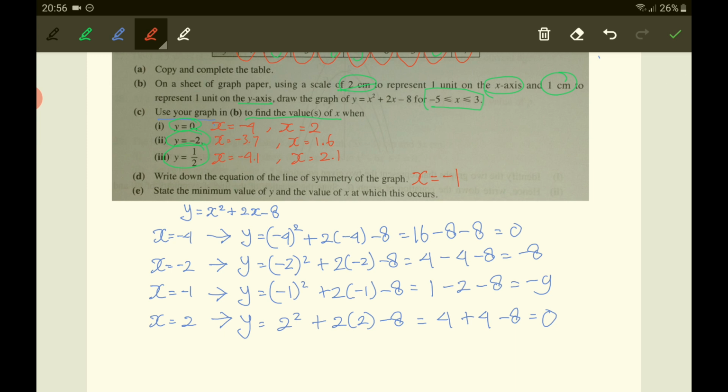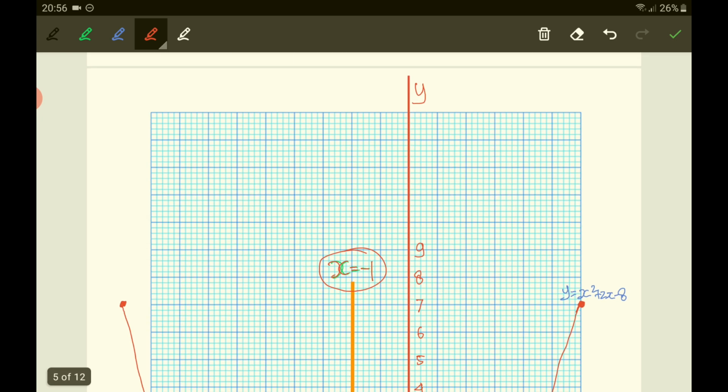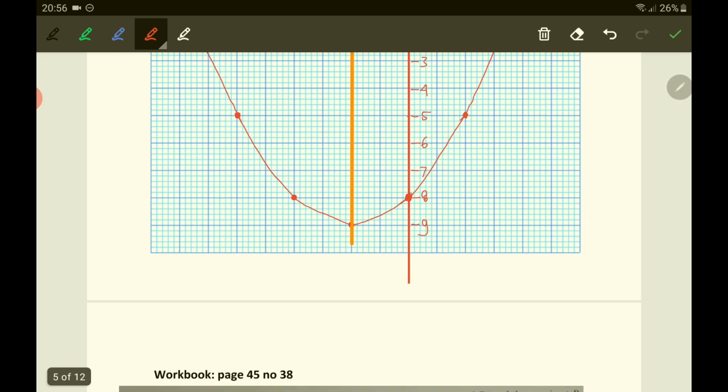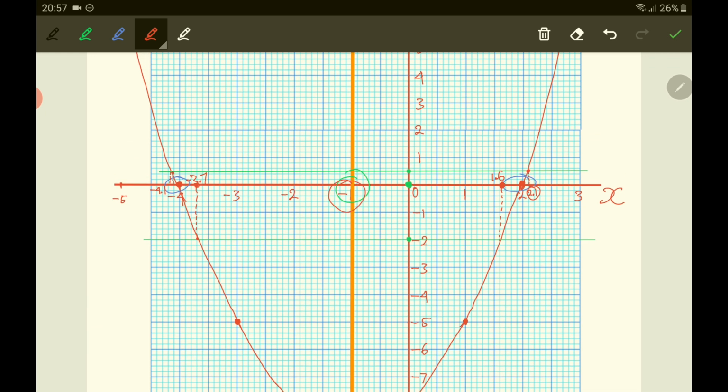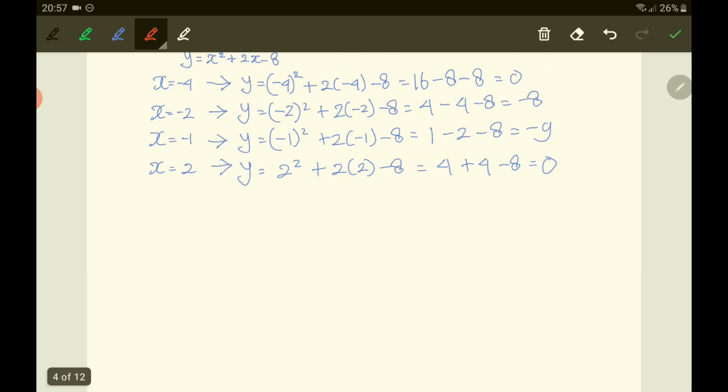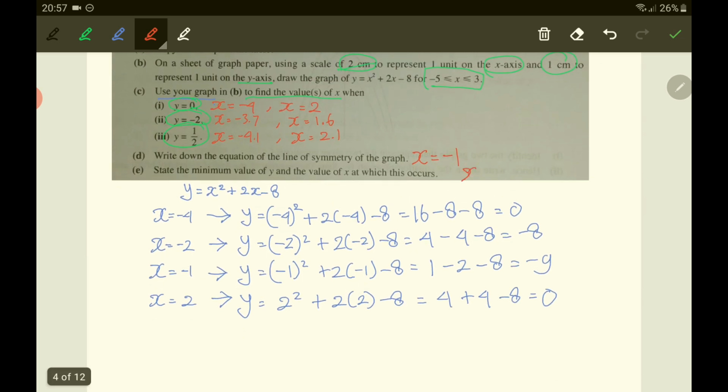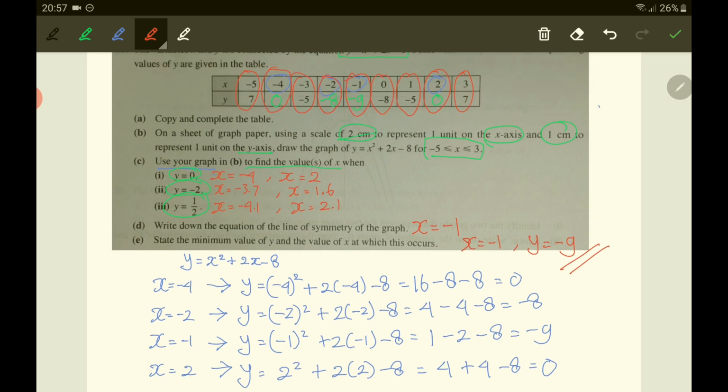Okay, now is for the E part. State the minimum value of y and the value of x at which it occurs. Okay, the minimum value is very easy also. You can just look at this. This is the minimum value. So the y here is -9 and the x here is -1. So just write something like this: x equal to -1 and then y equal to -9. Okay, and you're done with these questions.